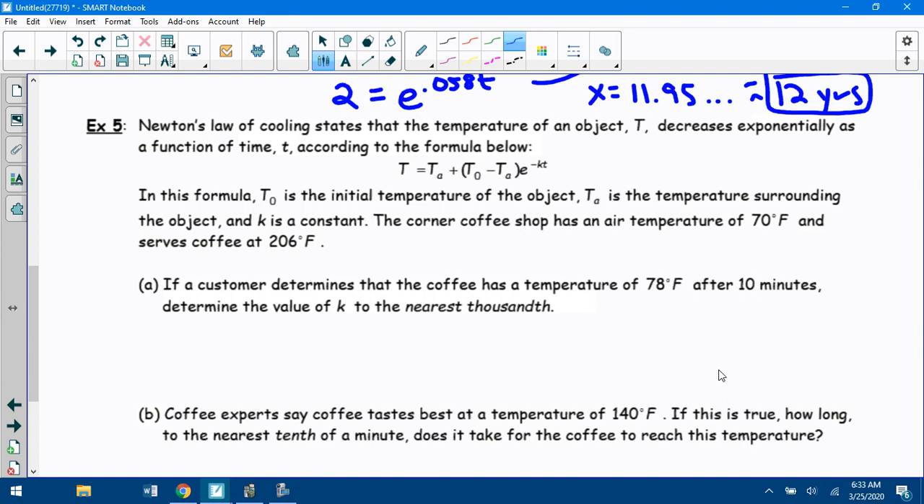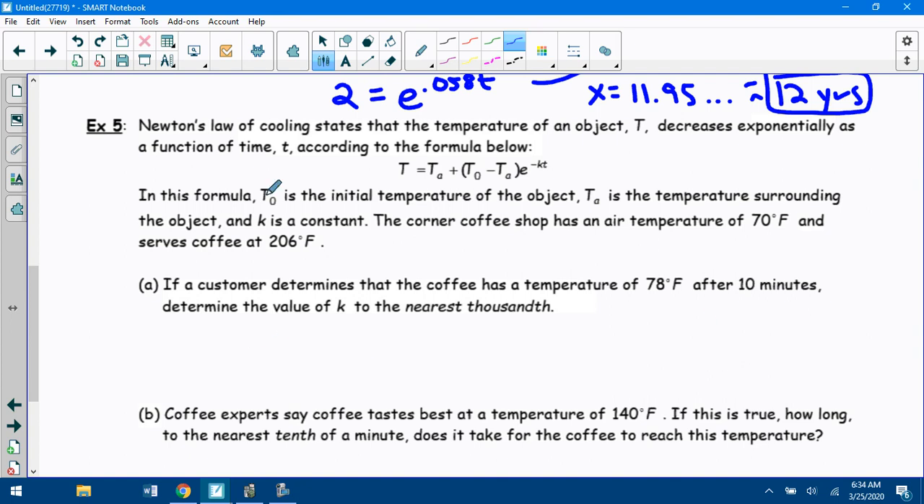A corner coffee shop has an air temperature of 70 degrees and serves coffee at 206 degrees. This was the exact question that was on the Regents review last unit. If the customer determines that the coffee has a temperature of 78 degrees after 10 minutes, determine the value of K to the nearest thousandth. Okay. The Regents loves giving you crazy formulas to plug in. So let's see if I can figure out what would go where.